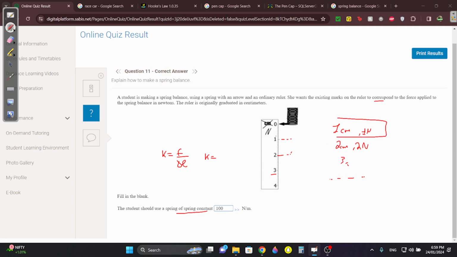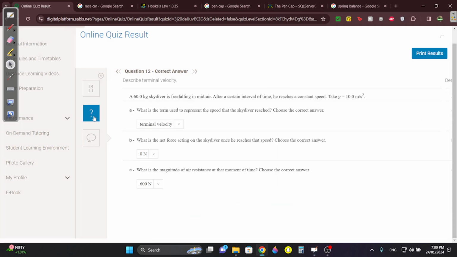But to make things easier, I'll work with the ones: 1 centimeter and 1 newton. What's the force? 1. What's the delta L? 1 centimeter. How do we change this to meters? It will be 1 divided by 100, which is 0.01. Once you divide this, you get 100.